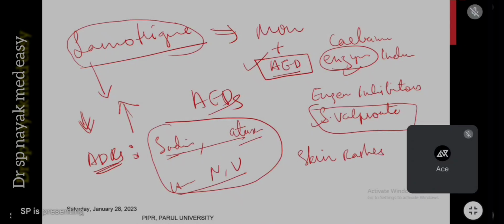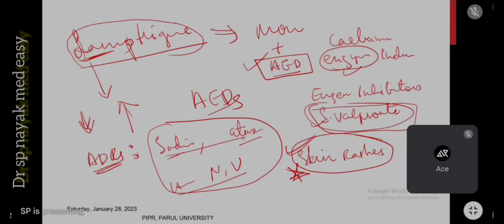Very, very important point. Lamotrigine. How will you remember? Lamotrigine causes skin reactions. When a lamp falls on the skin, what will happen? It will cause rashes. Like that you remember, lamotrigine, skin rashes. This is very important. If lamotrigine is added along with enzyme inhibitors like sodium valproate, definitely it will cause rashes. So you have to remember this skin rash along with lamotrigine. Lamotrigine can cause skin rashes. This is an important adverse effect.